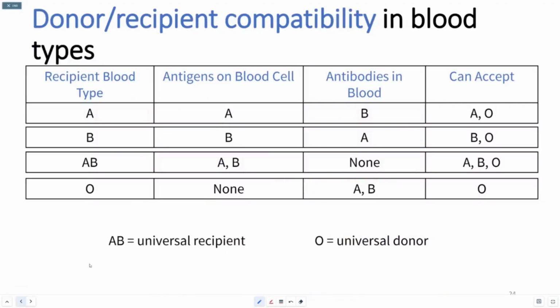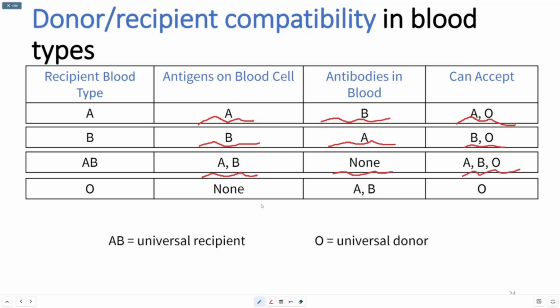So let's take a look. If you're a recipient that has type A blood, that means you're going to have the A antigen on your red blood cells, which means you're going to have the B antibody, therefore you can accept both A and O. If you're type B blood, you're going to have the B antigen on the cell, and you're going to have the A antibody, and then you're going to be able to accept both B and O. If you are AB blood type, you'll have both antigens A and B, and no antibodies circulating inside the plasma, but you can accept A, B, and O.